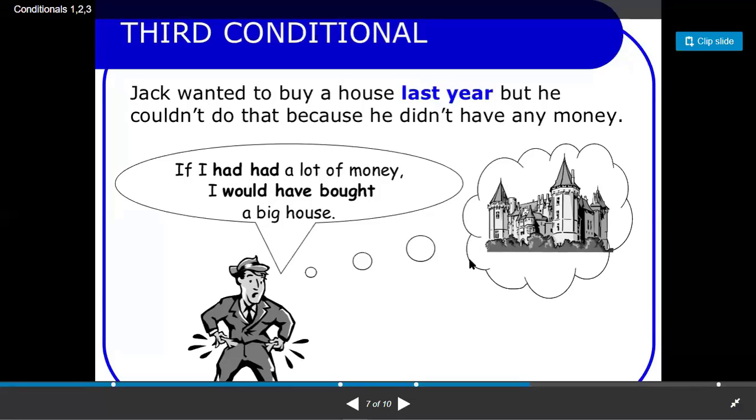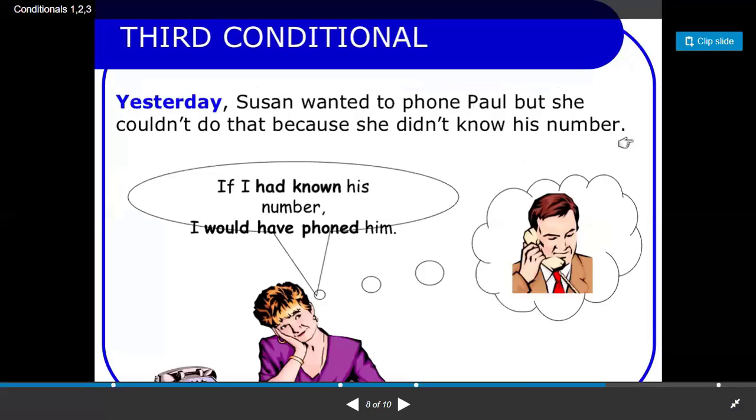Okay, but I didn't have money. Let's read this. For example, yesterday Susan wanted to phone Paul, but she couldn't do that because she didn't know his number. If I had known his number, I would have phoned him.